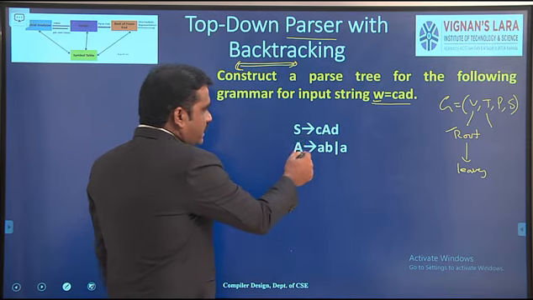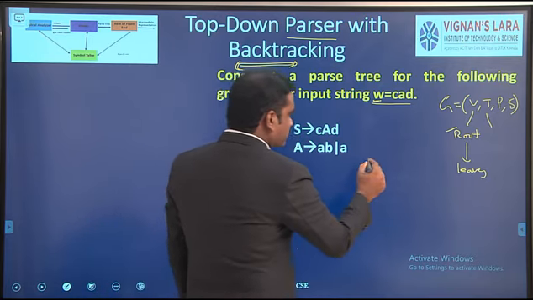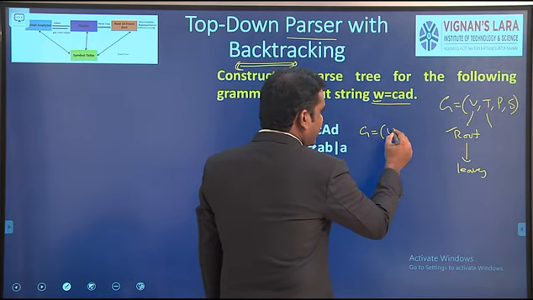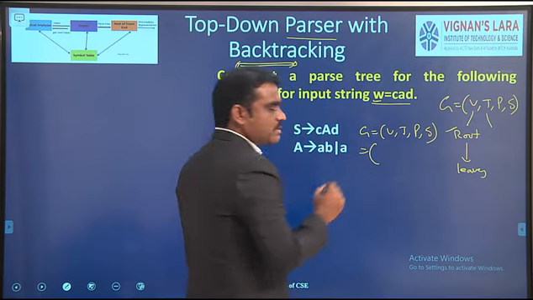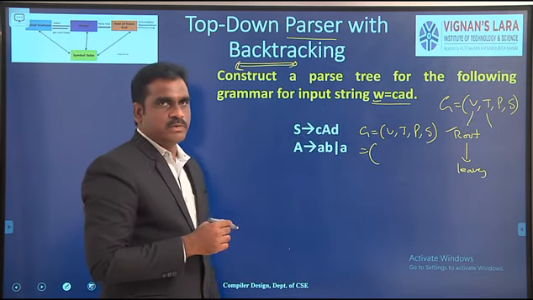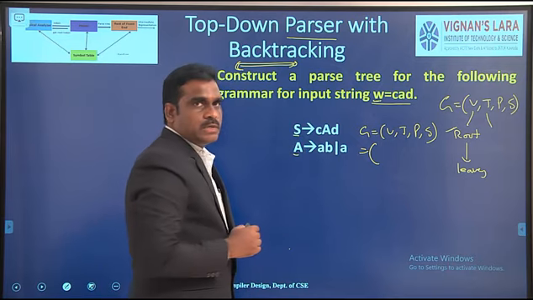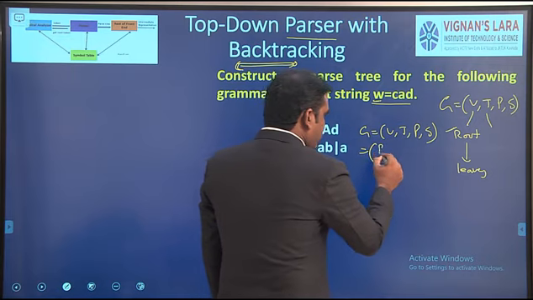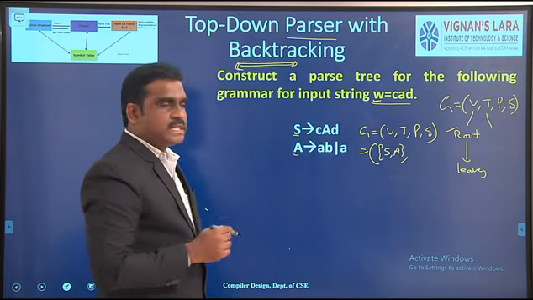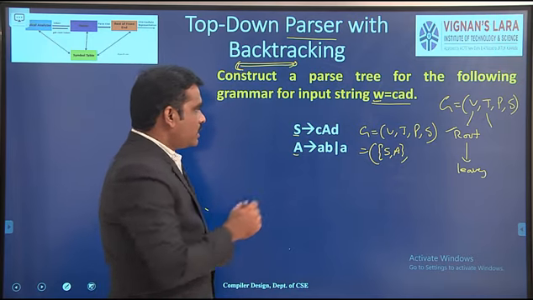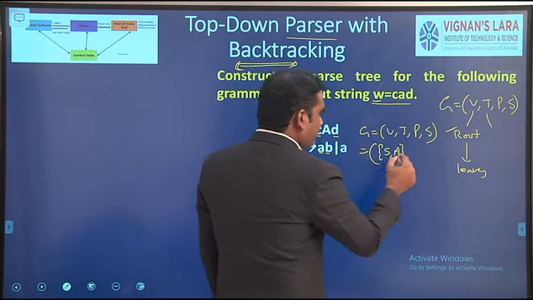Here the given grammar contains, suppose G equal to (V, T, P, S). What is V? V means set of variables or non-terminals. In the given grammar we have two non-terminal symbols: one is S and the second one is A. The second tuple is T. T means terminal symbols. What are the terminal symbols? C, D, A, B. So total 4: A, B, C, D.